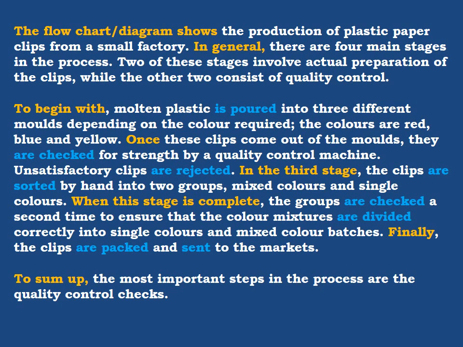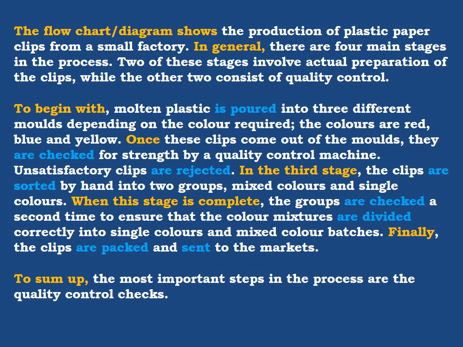First of all, putting the colored molten plastic into molds. And then we have checking, another process of checking. These are 3. And the final one is packing and dispatching. So in general, there are 4 main stages in the process. 2 of these stages involve actual preparation of the clips, while the other 2 consist of quality control. Okay, you can put it in any way you like, and you can divide it in any way.